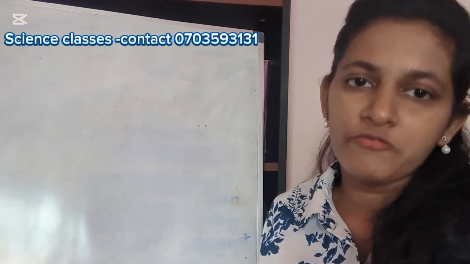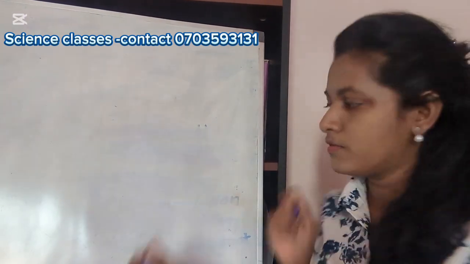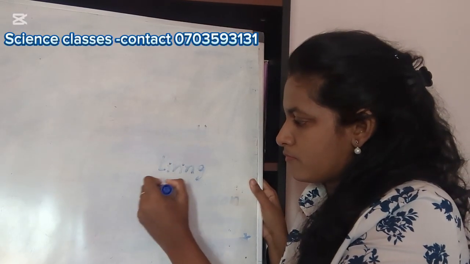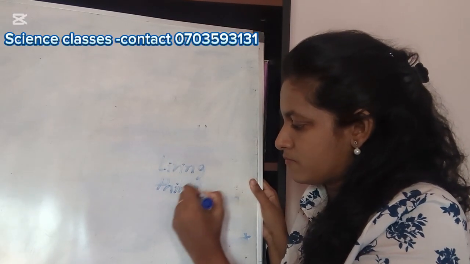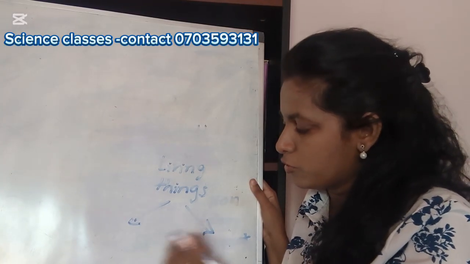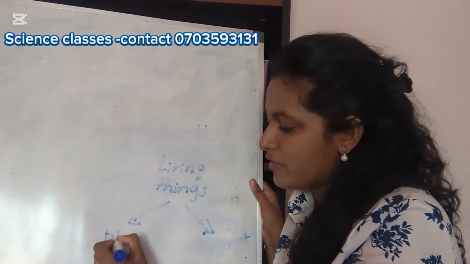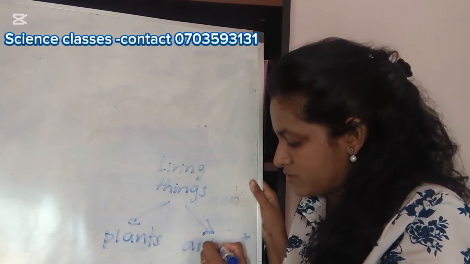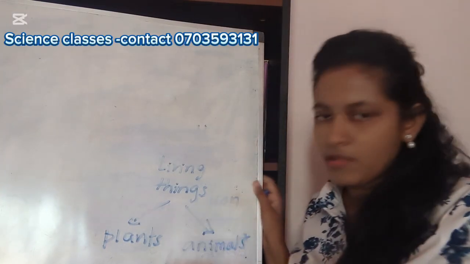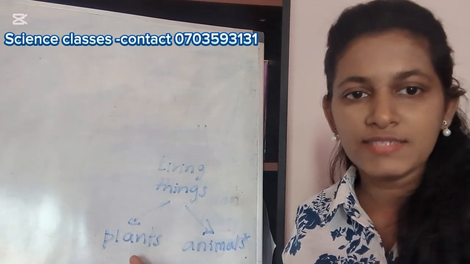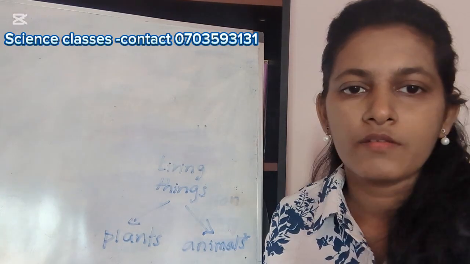Living things can be further divided into two groups. What are they? Plants and animals. Living things can be divided into two groups. They are plants and animals.